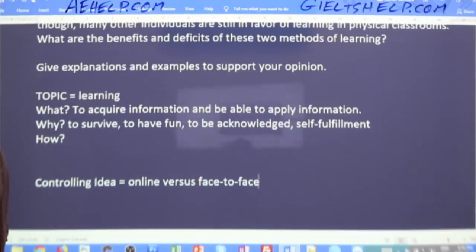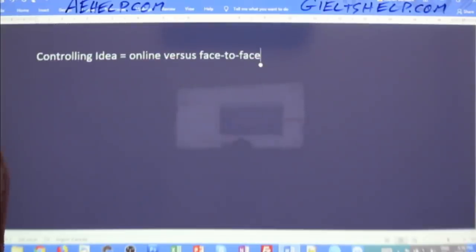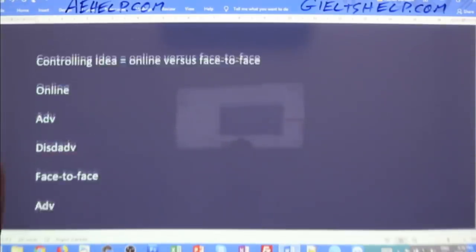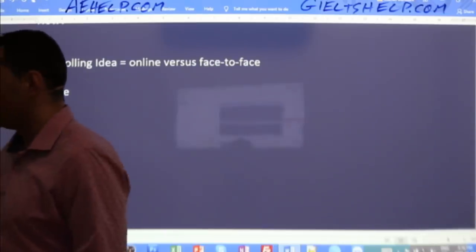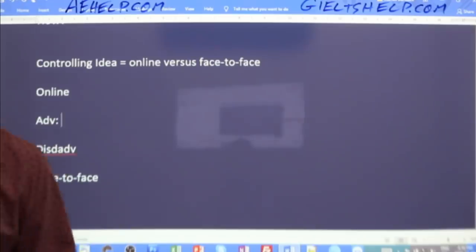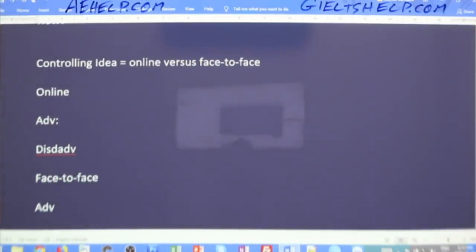So let's break this out now into two parts. Let's go online: advantages, disadvantages, and let's go face to face: advantages, disadvantages. So we'll quickly get a couple points down for this. It is definitely a good idea to do a little bit of planning before you write this task 2 essay. Otherwise, you're going to get into trouble.